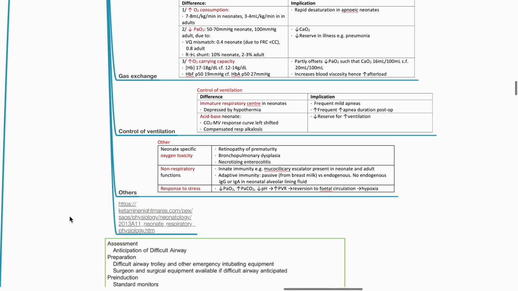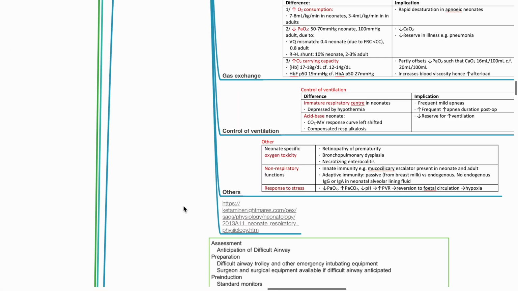Regarding response to stress, reduced PaO2, increased PaCO2, and acidosis increase pulmonary vascular resistance, increasing the risk of reversion to fetal circulation and hypoxia. Main reference for this section is from Ketamine Nightmares, ANZCA 2013.